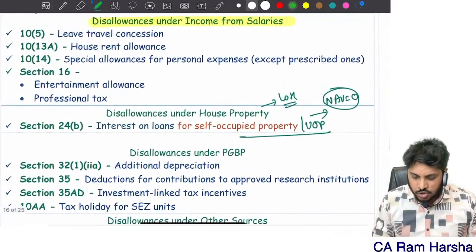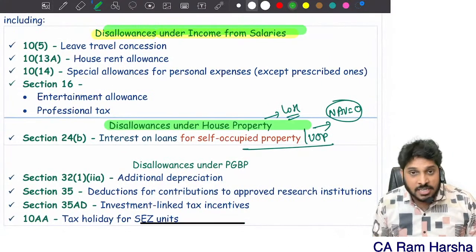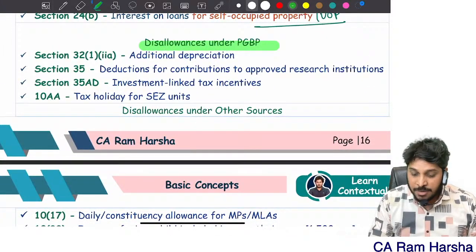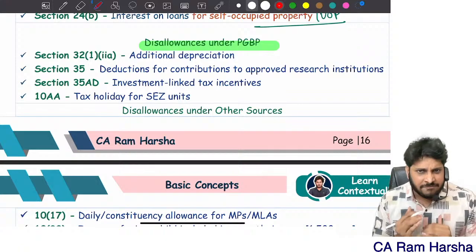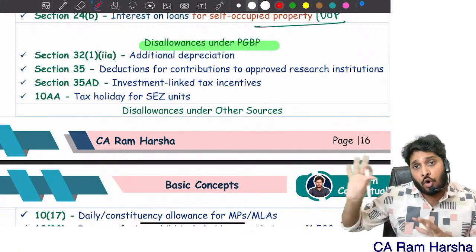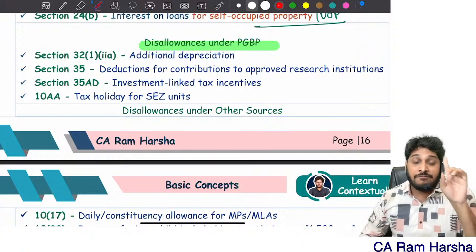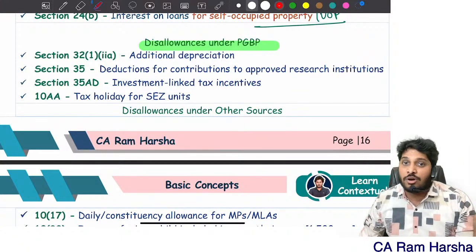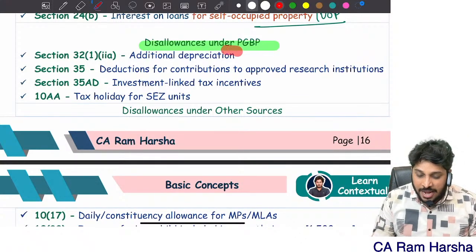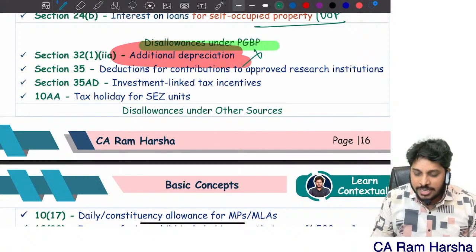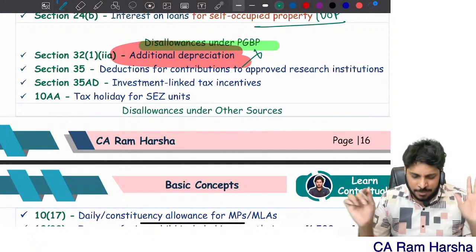Yes. Next. So disallowance under salaries we covered, disallowance under house property we covered, now disallowances under PGBP. What are the benefits the assessee should forego, should compromise, should sacrifice, if he wants to pay tax under default tax regime? Under PGBP, additional depreciation you will not get.